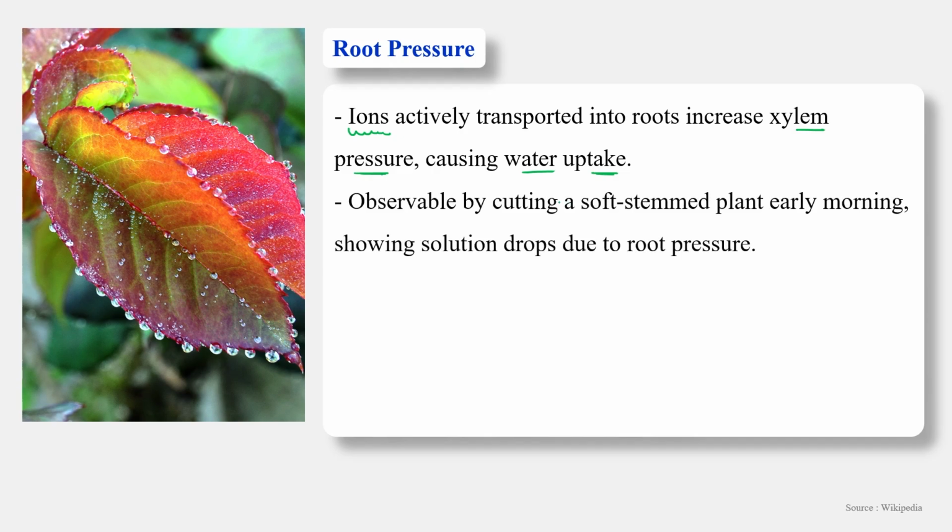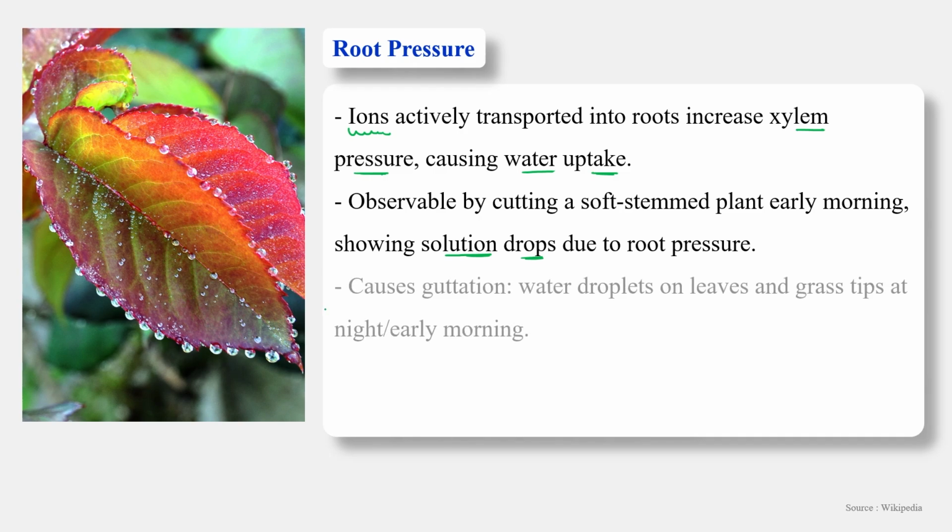If you observe a medium height plant and cut a soft part of any plant in the early morning, you can very easily observe that some kind of solution or water droplets are there, and this is because of the root pressure. This root pressure is another reason for guttation.